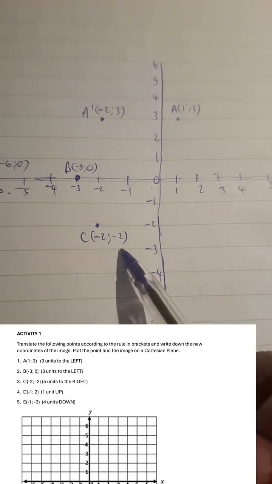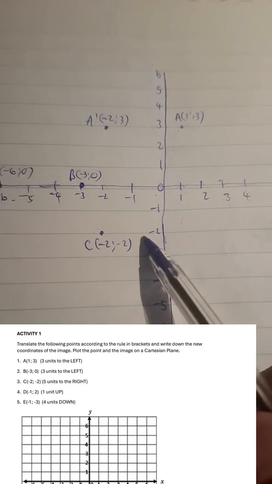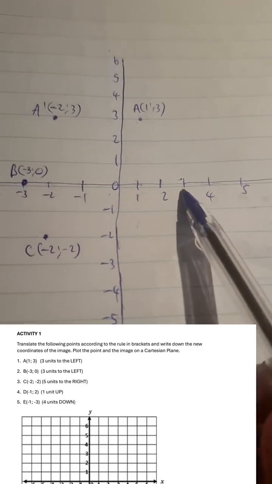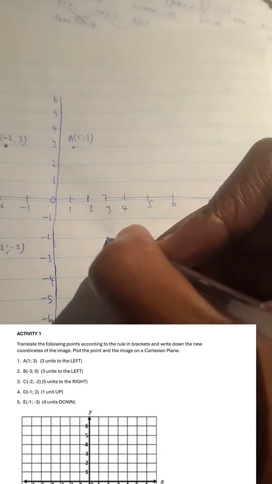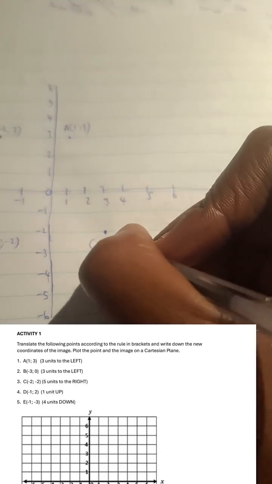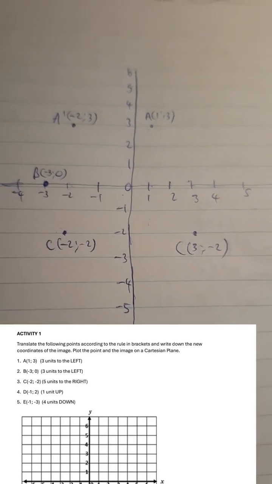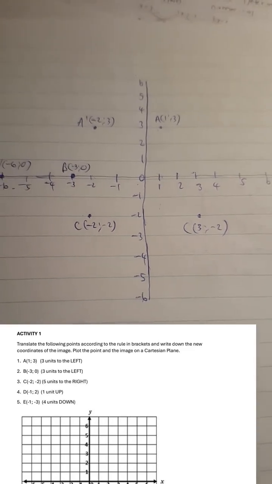Okay. Then when we have the image of C, which is what? 3 and -2. So that is basically here. Okay, so that is basically our two ordered pairs there.